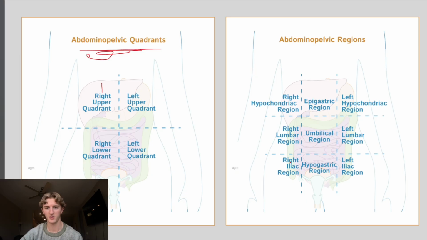And then finally, the right iliac region, the left iliac region, and the hypogastric region. A good way to memorize this is that the bones of the pelvis, one of them is called the ilium. So the right and left iliac region are closer to the pelvis. And then hypogastric, a good way to remember epi and hypogastric is that hypo is like low. So hypogastric is lower on the body as opposed to epigastric, where epi is like higher. So yeah, that's going to be all for those.